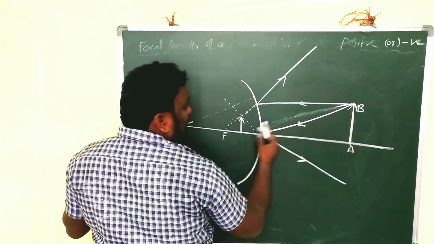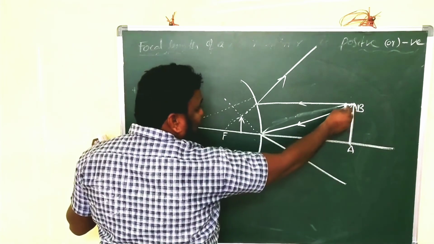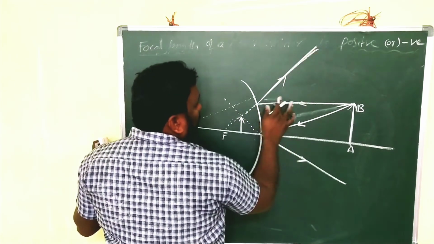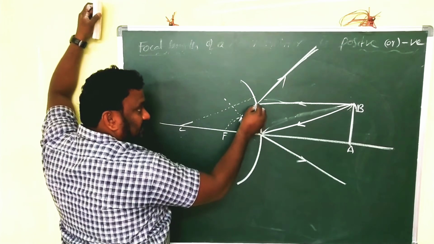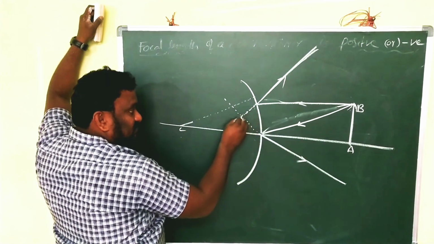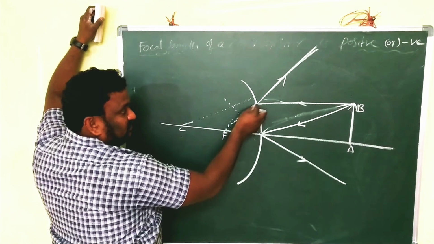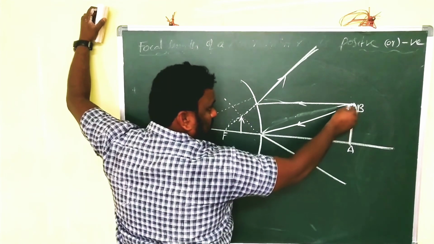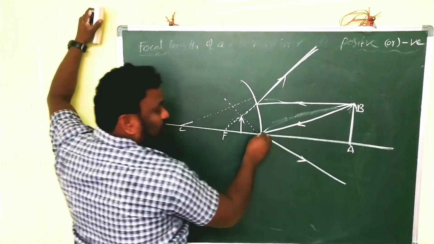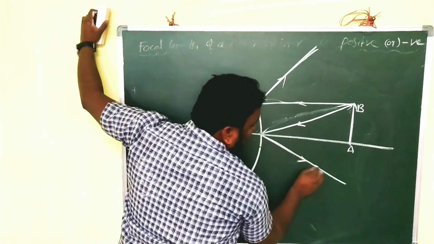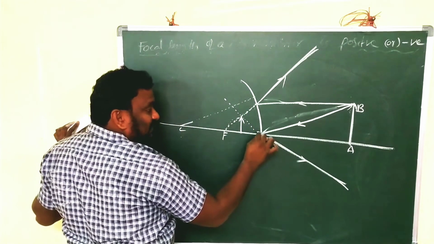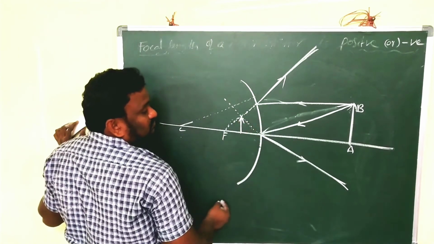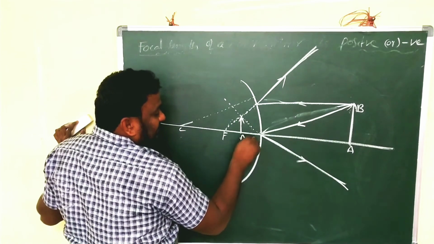AB is the object just in front of the convex mirror. From it, one light ray is coming parallel to the principal axis, and it is reflected like this. When it is reflected, it is extended like this, and it passes through the focus. That's why I am drawing it like this. And the second ray makes some angle at the pole, and it is reflected with the same angle. Now the reflected rays are extended, and they meet at this point. Then we write the image. So here I am saying that it is A dash B dash.